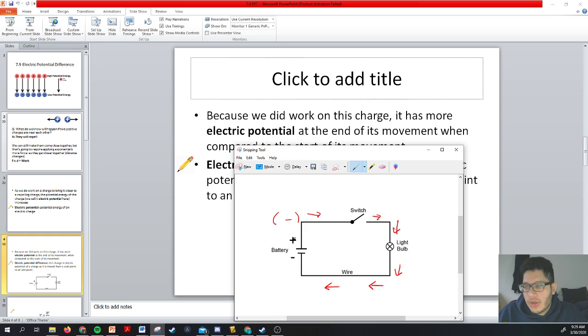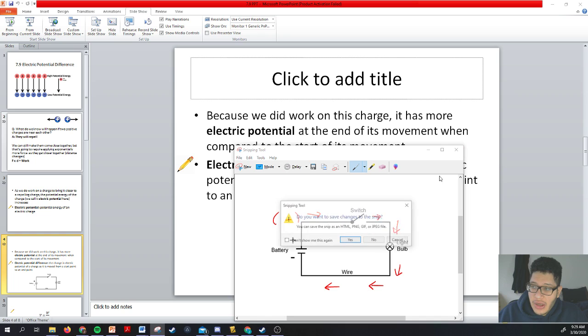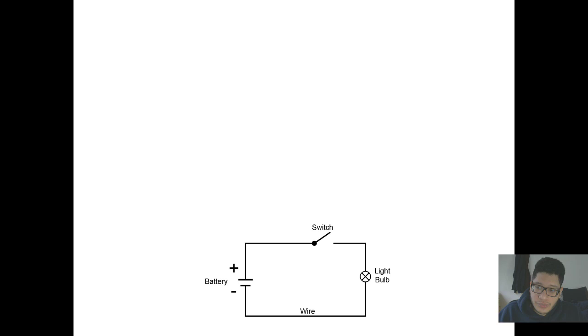Now, I want you to think about what's happening here. We're starting at the positive side of the battery. As we head closer and closer to the negative, we're going to have to do more work. We're going to have to apply more force here because this requires more force due to the fact that they want to repel. They don't want to actually head towards this negative side of the battery. So as it gets closer and closer, it's going to increase that electric potential, that extra potential energy.